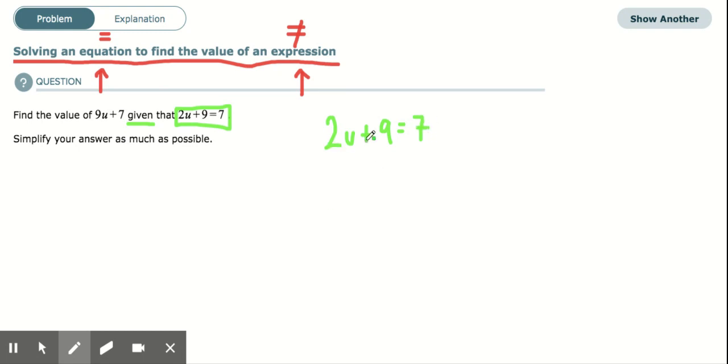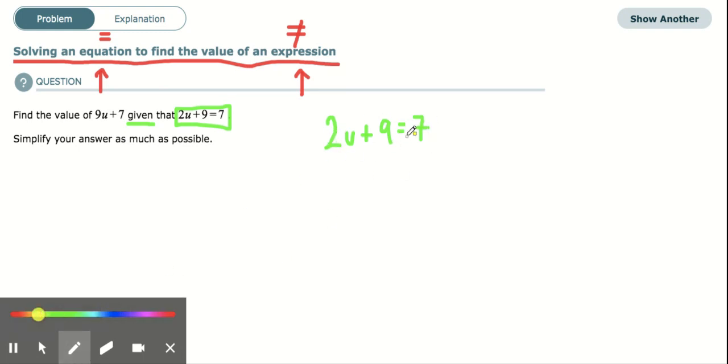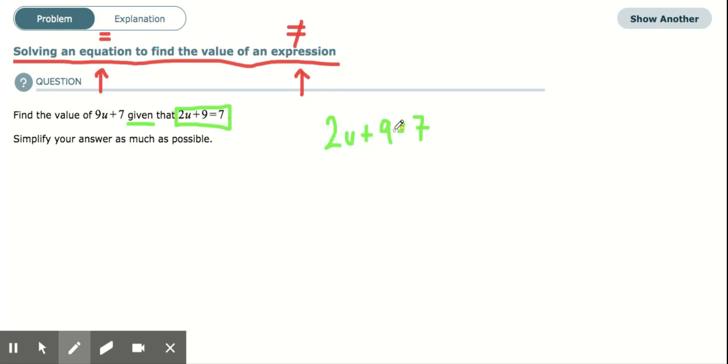All right, so we have 2u plus 9 equals 7. Let's go ahead and figure out what this means u is. 2 times something, if you added 9 to it, would be equal to 7. Well, you could look inside and think what would make this equation true, or you could go ahead and use inverse operations and undo both sides.